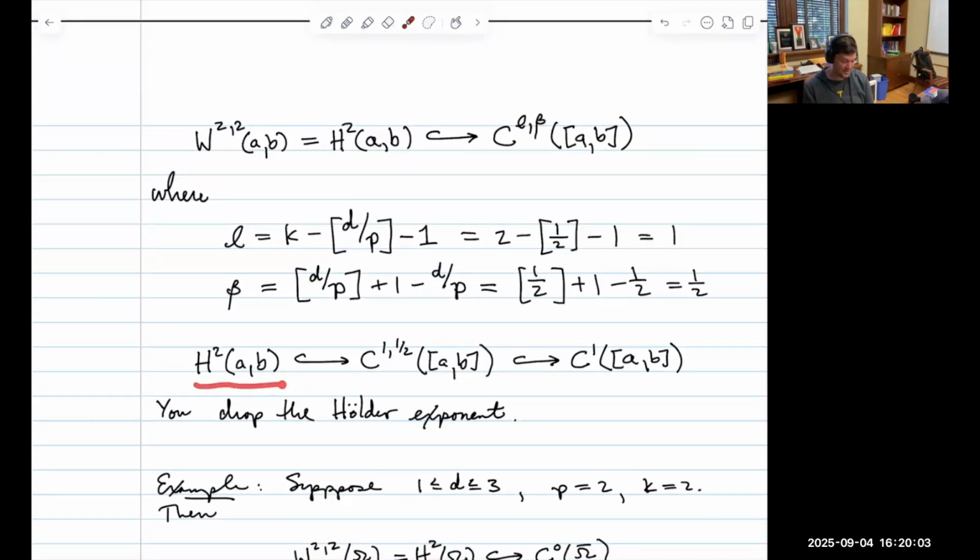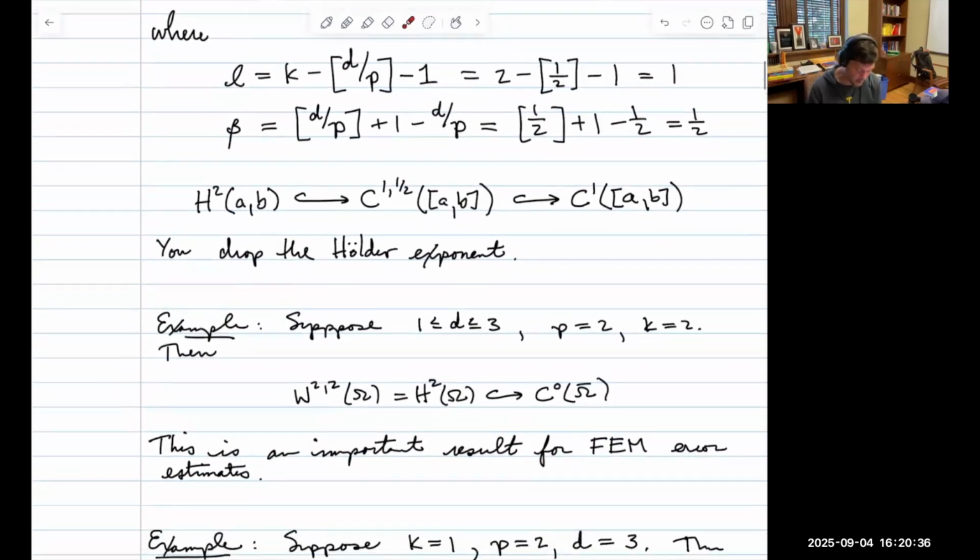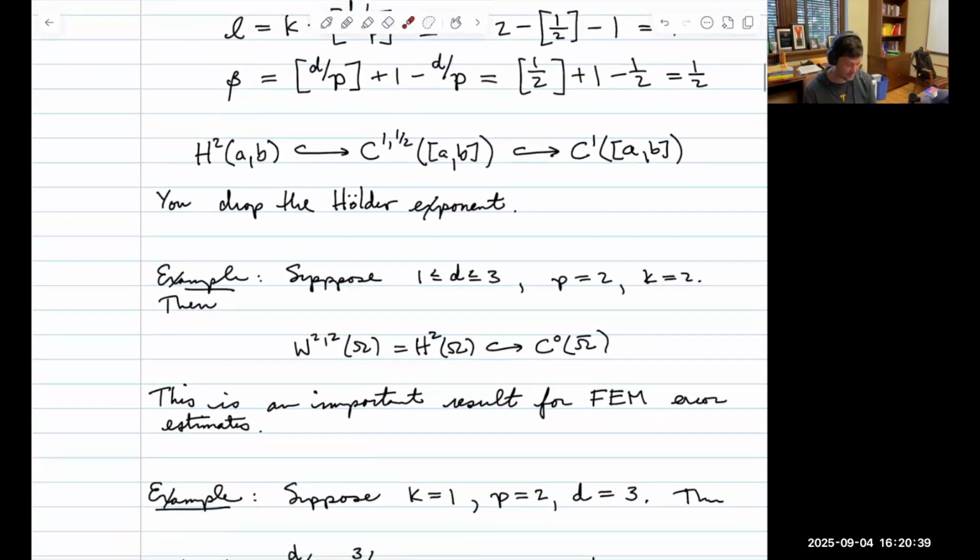So this says that H2 continuously embeds into C1. So this says that these functions, H2 functions, are actually C1 functions. They're fairly smooth functions. Okay? Well, of course, these functions can be redefined on a set of measure 0, and so these are equivalence classes of functions. And what this result means is that in this equivalence class, there is a C1 function which represents all the other functions. That's how you should interpret that result.